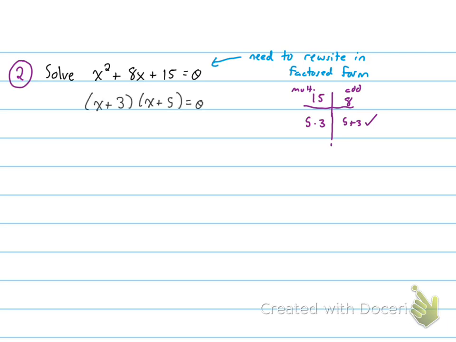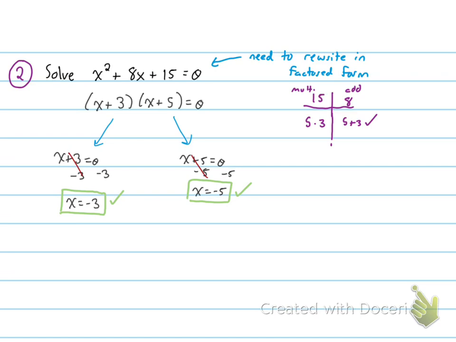So I'm going to rewrite this in factored form. Now that the x is separated out from that x squared, I'm going to separate out the two parentheses. I have x plus 3 equals 0 and x plus 5 equals 0. Thankfully, these ones are relatively easy to solve. They're both one-step equations. I'm going to subtract 3 on both sides. x equals negative 3. I'll subtract 5 on both sides, and x equals negative 5. So my two solutions for that problem would be negative 3 and negative 5.